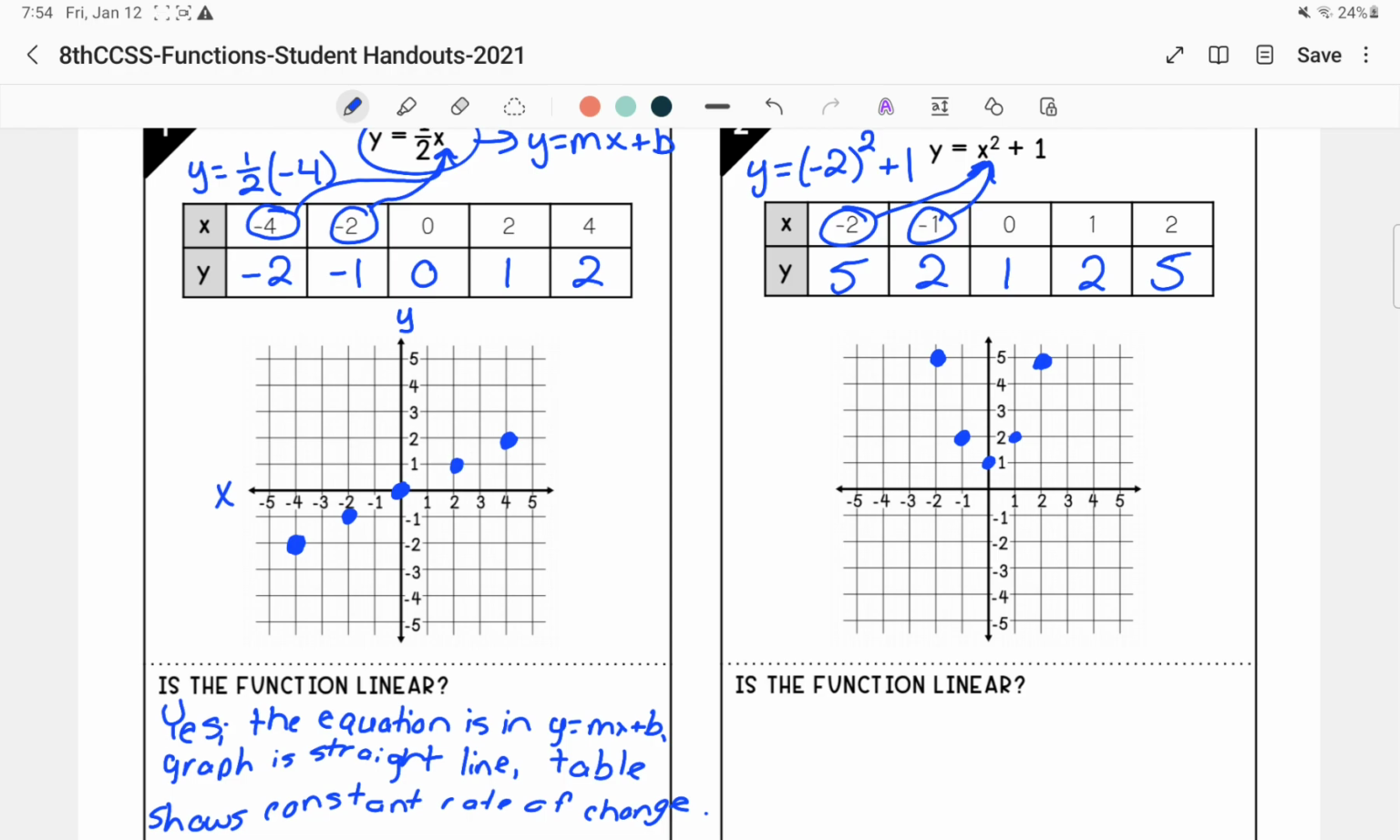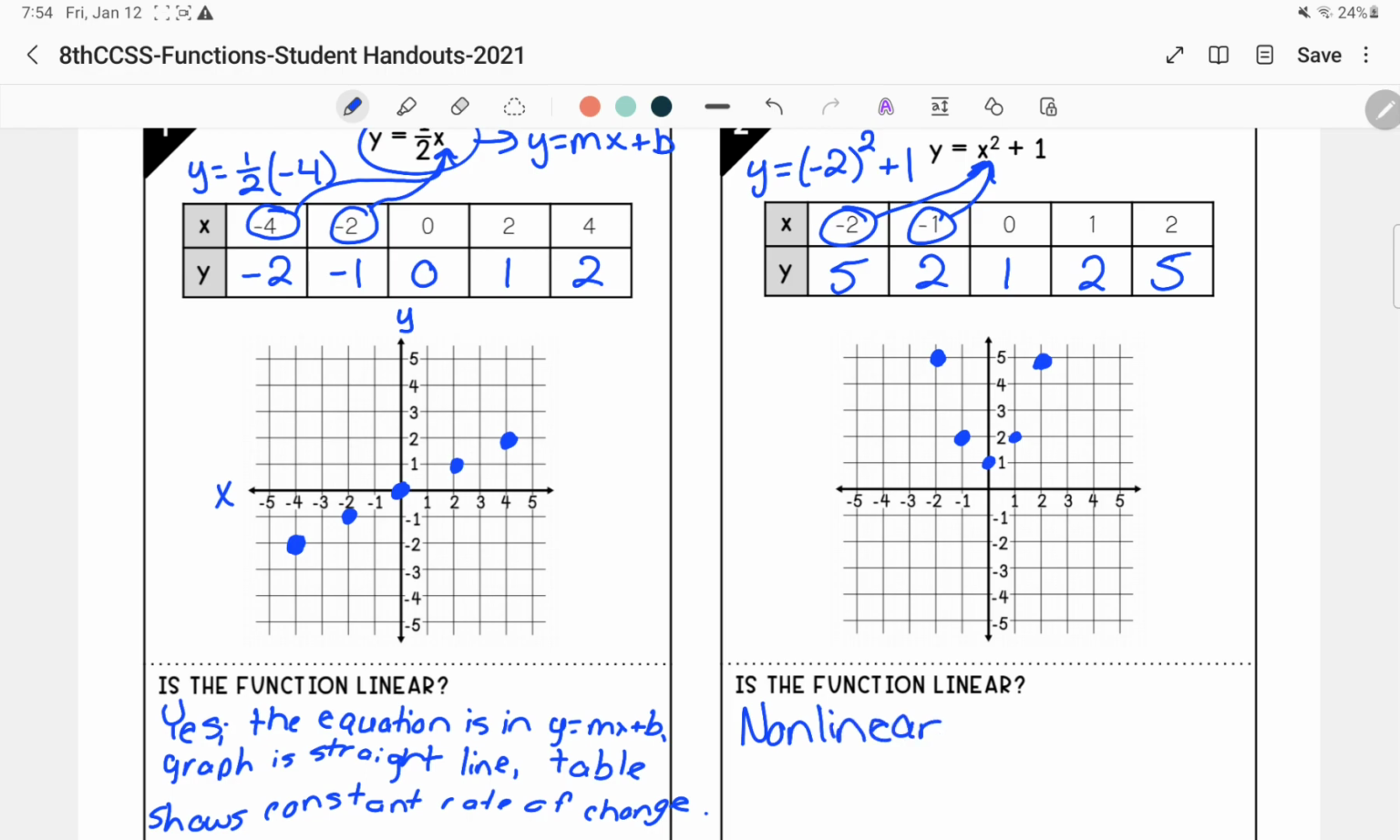Then again, is this function linear? No, obviously not, right? It forms this curve, and eventually we're going to learn either next year or the year after probably that that's a parabola whenever you get into algebra. And this is nonlinear because it's a curve.